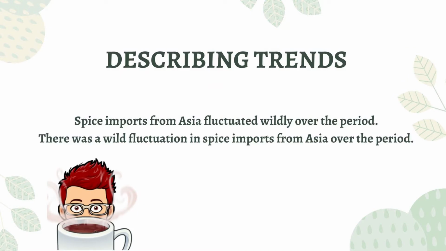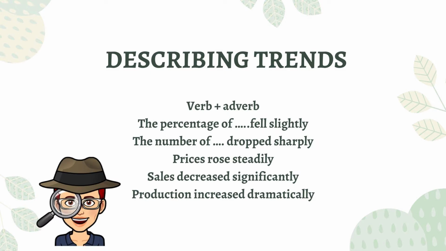Spice imports from Asia fluctuated wildly over the period. There was a wild fluctuation in spice imports from Asia over the period. The first sentence uses the verb fluctuate and the adverb wildly. The second structure, on the other hand, presents the structure there was with the adjective wild and the noun fluctuation. Two different structures, the same idea. So take notes. The two possible structures are verb and adverb.